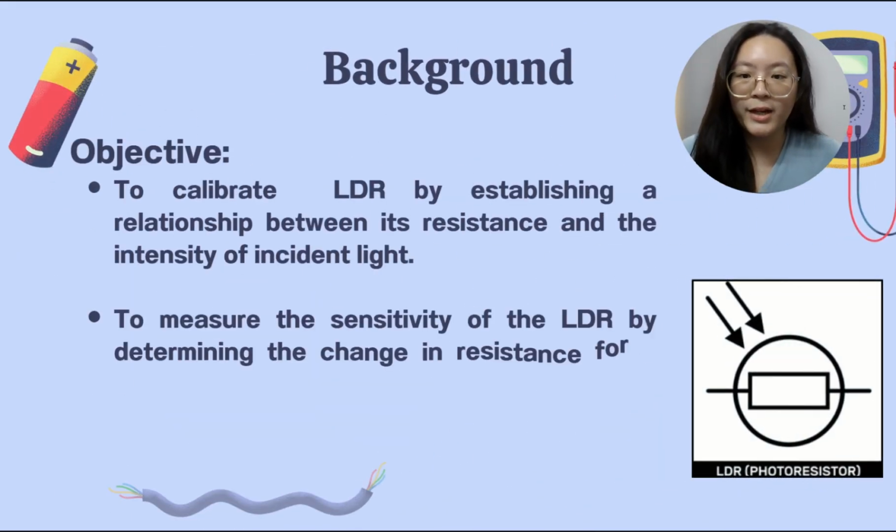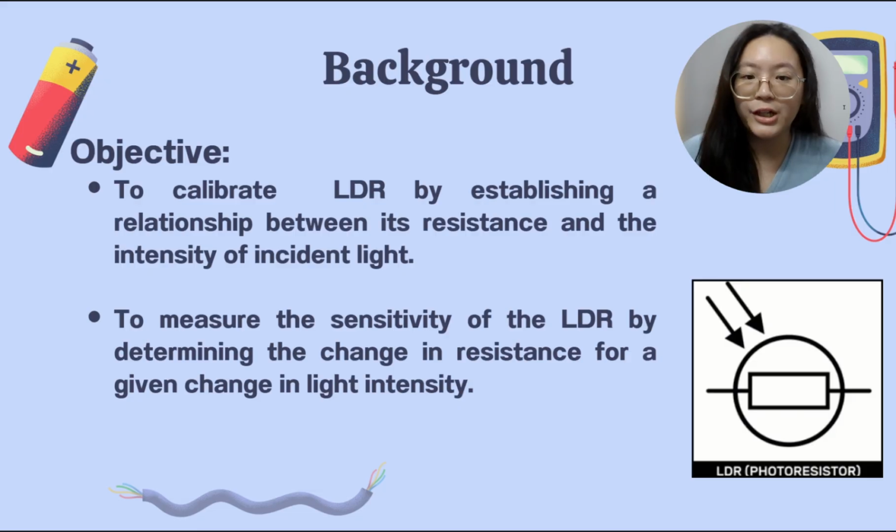The objectives of this project are, firstly, to calibrate the LDR by establishing the relationship between its resistance and the intensity of incident light. Second, to measure the sensitivity of the LDR by determining how much the resistance changes when the light intensity changes. An LDR is a sensor whose resistance varies according to the amount of light it receives. As the light intensity increases, its resistance decreases.